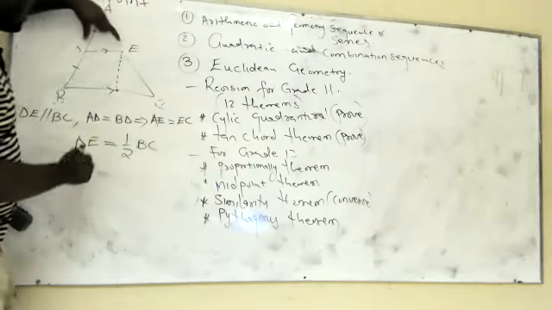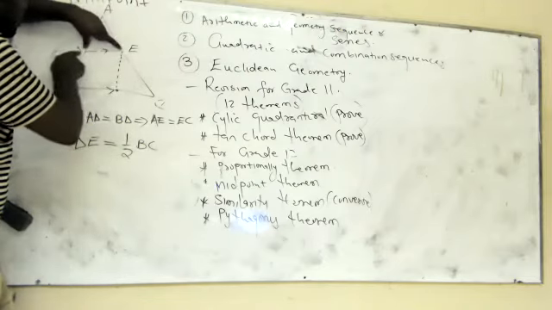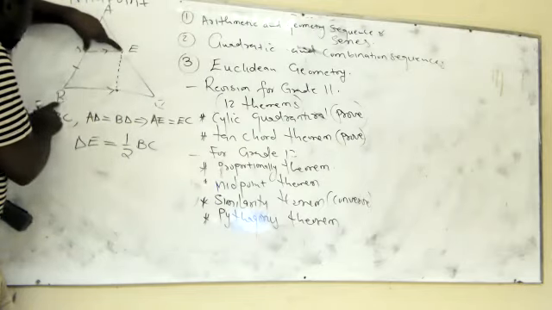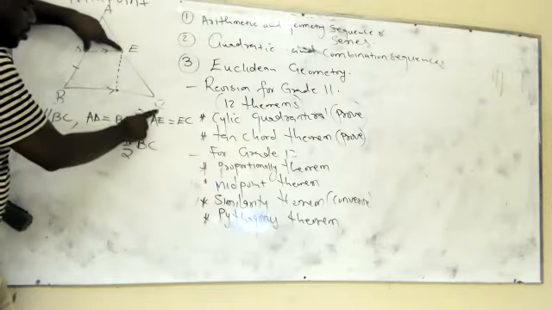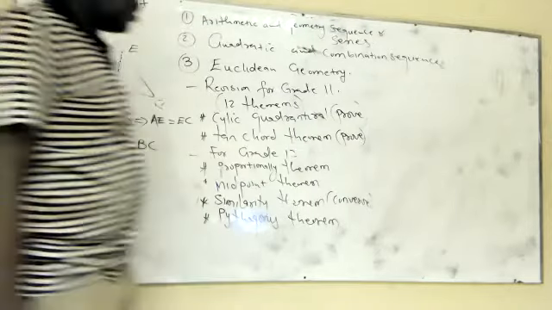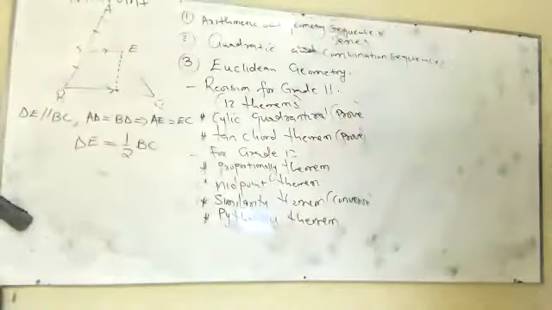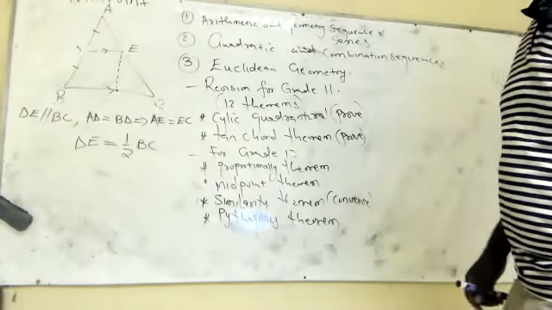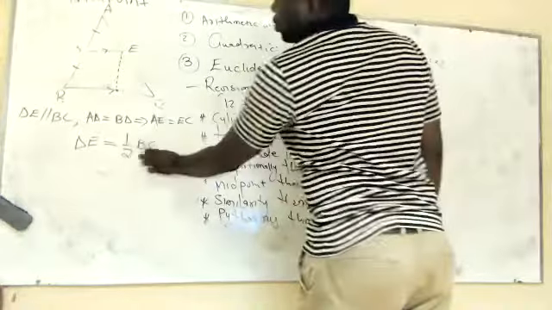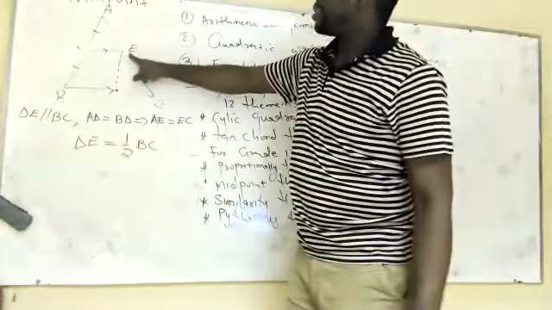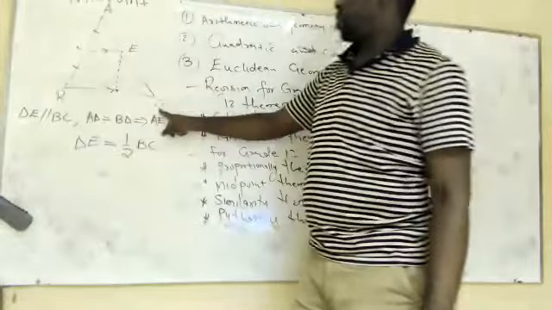Which implies that this side DE is going to be equal to half of the side BC. This is all about the midpoint theorem. So please ask me questions if you did not understand something I explained with regard to the midpoint theorem. This is all about the idea around the midpoint theorem, that DE is half BC.